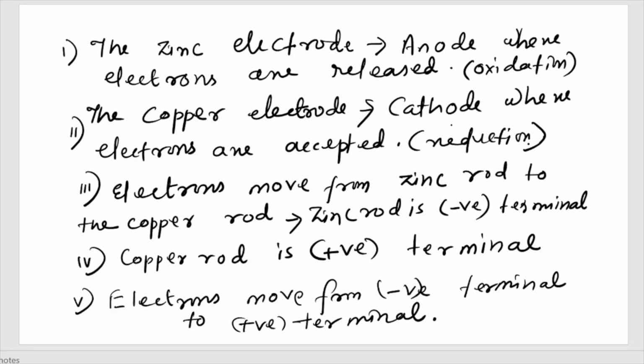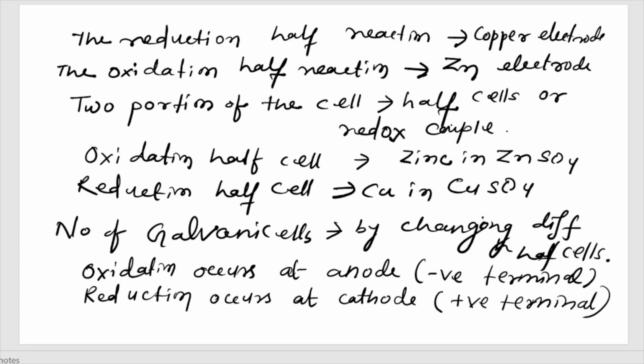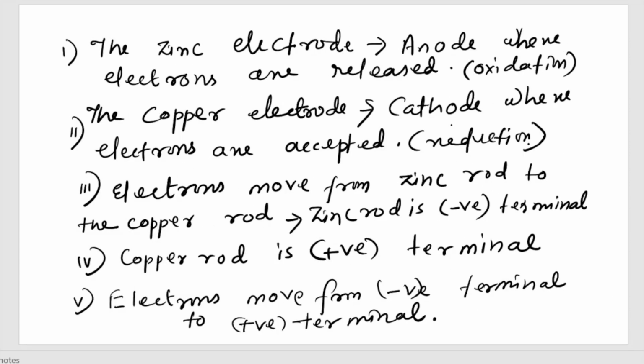What is the meaning of zinc electrode and copper electrode? The zinc electrode is the anode, where electrons are released. Oxidation loses electrons, oxidation takes place. The copper electrode is the cathode, where electrons are accepted, gained, which is called reduction. Electrons move from the zinc to the copper rod. The zinc rod is the negative terminal and the copper rod is the positive terminal. Here I have given the conclusion point.